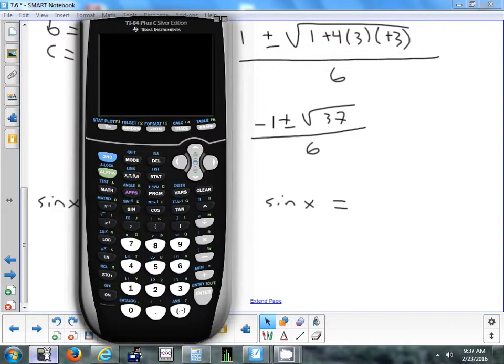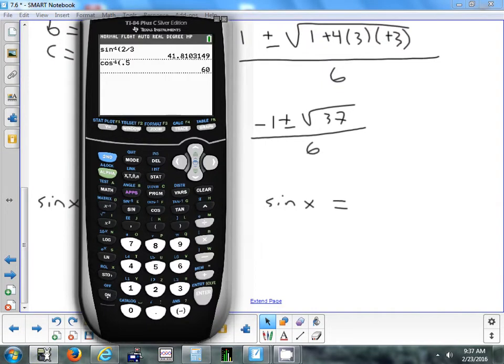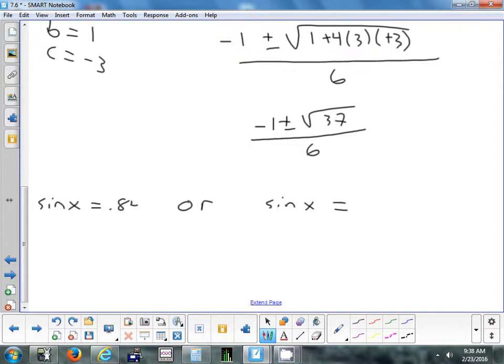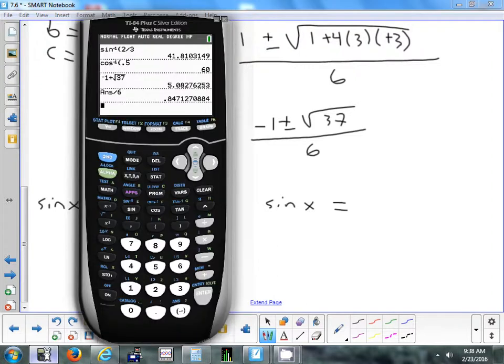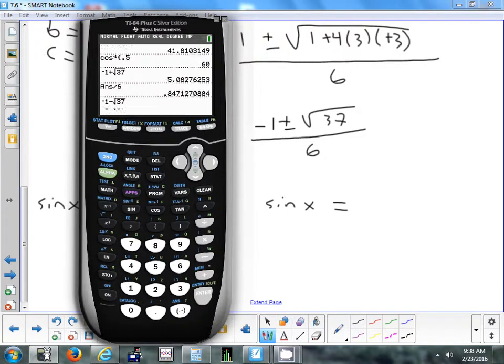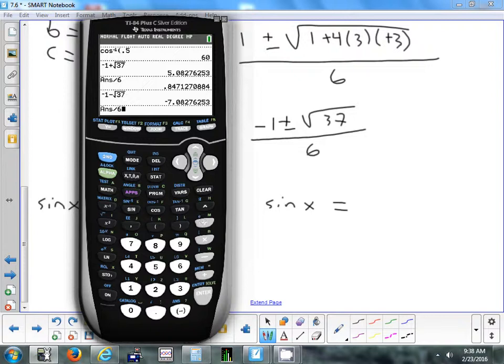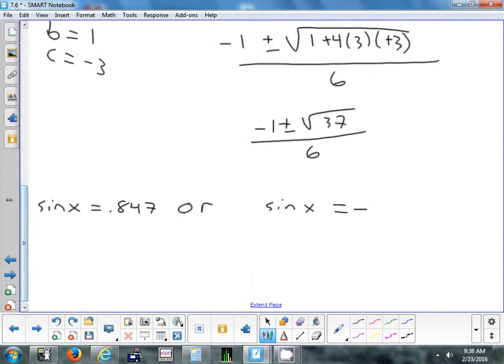Actually, I already have them. Okay. So we've got negative 1 plus the square root of 37. That's the top, and then divide by 6. 0.847. Now do the minus. Negative 1 minus square root 37, divide by 6. Negative 1.180.